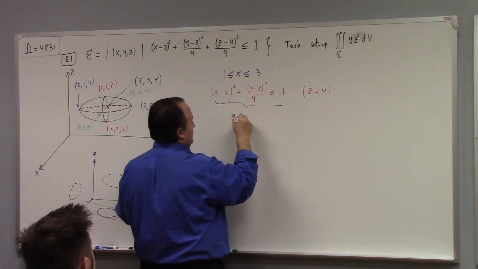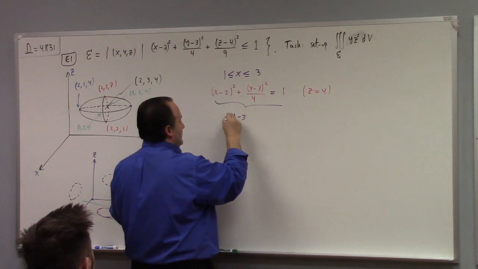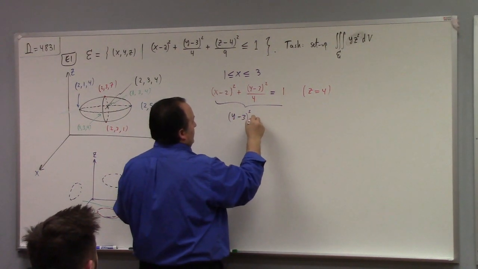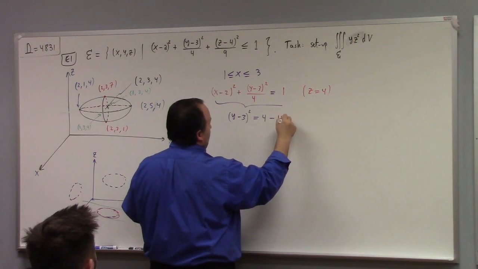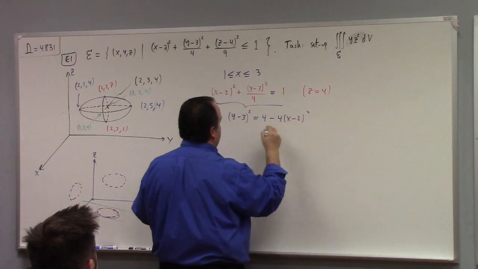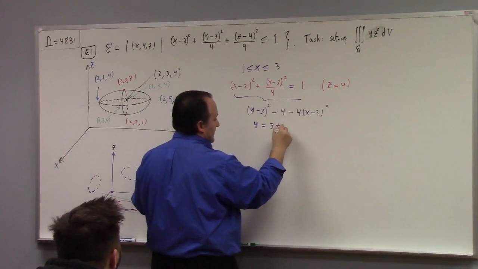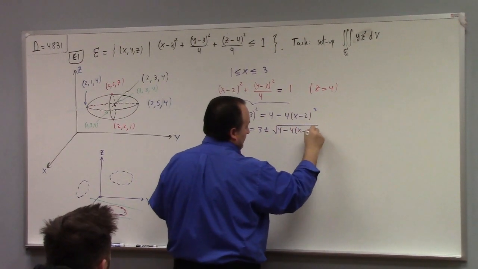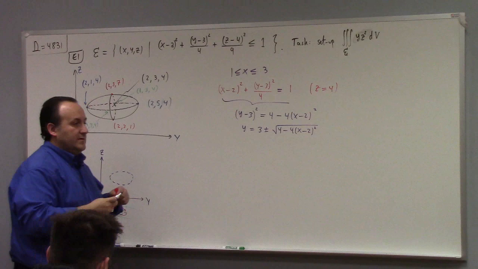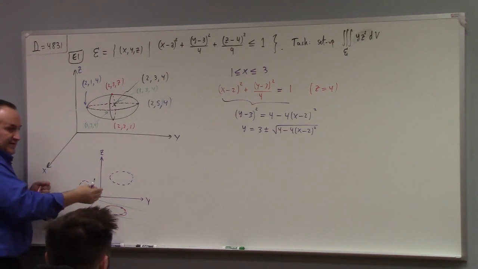I get y minus 3. I'm going to solve the equality here, actually. I get y minus 3 squared is equal to 4 minus 4 times x minus 2 squared, right? Which gives me y is equal to 3 plus or minus the square root of 4 minus 4 times x minus 2 squared.